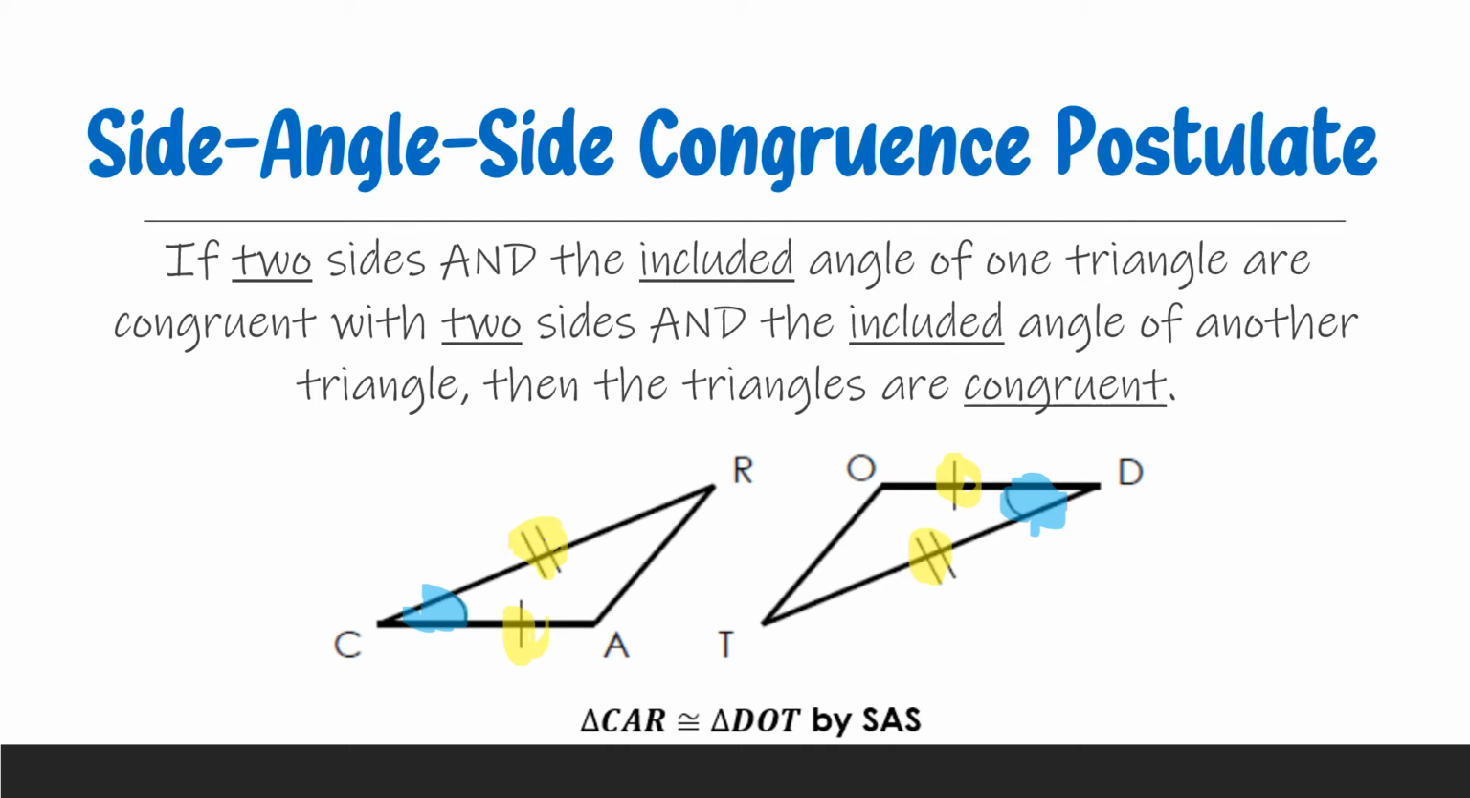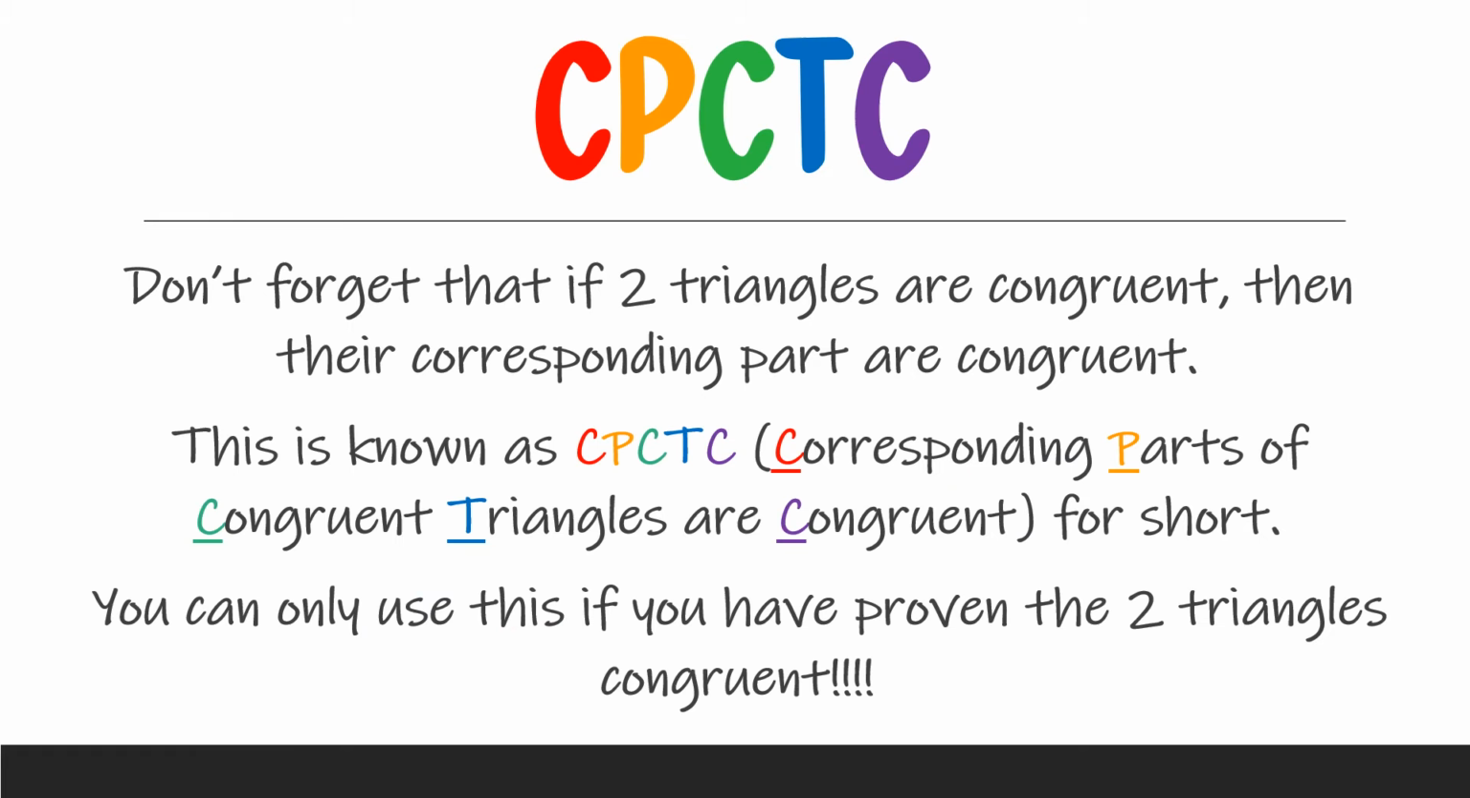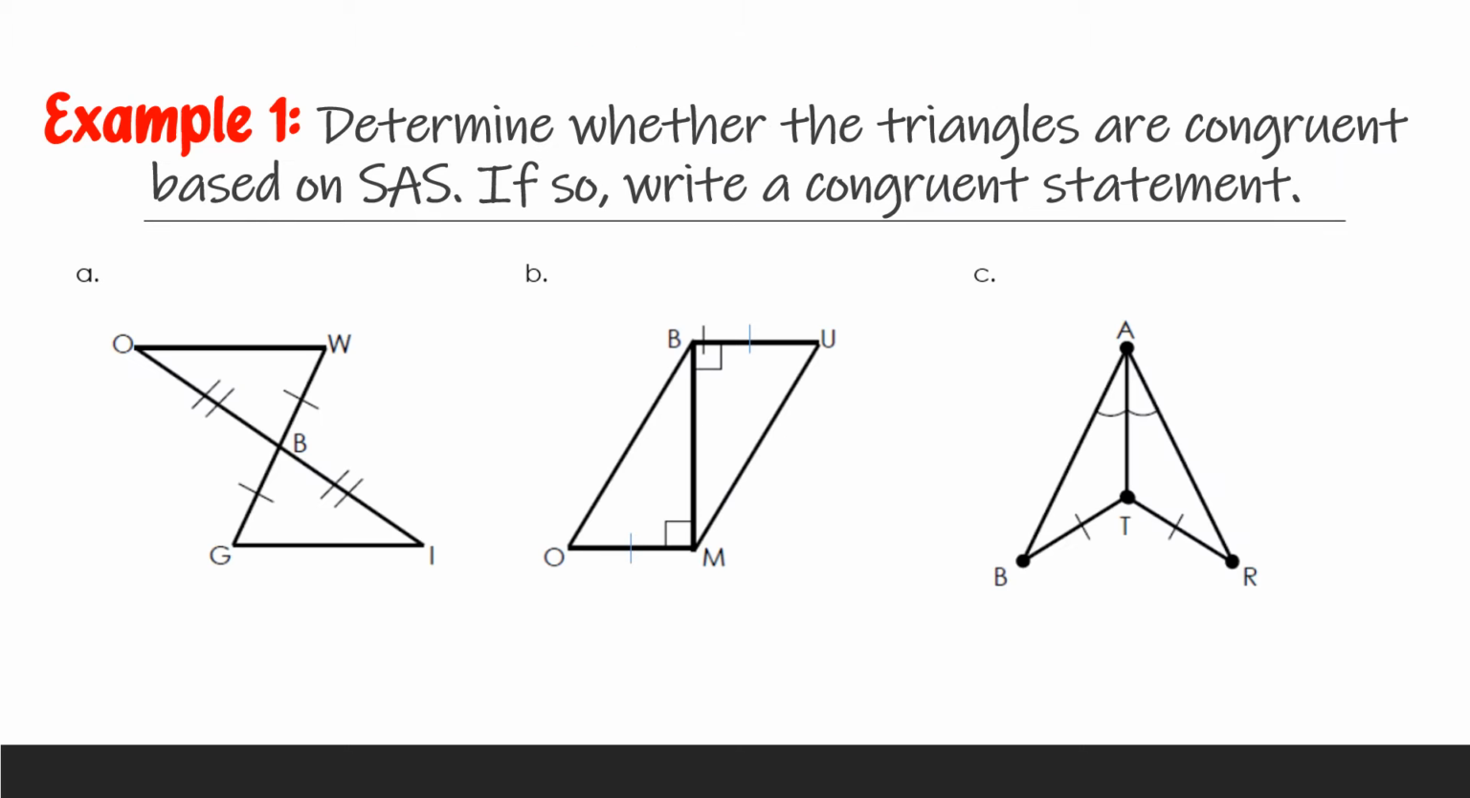So in this particular diagram, we've got triangle CAR is congruent to triangle DOT. Don't forget about corresponding parts of congruent triangles are congruent. As long as you prove that those two triangles are congruent, then you can conclude their corresponding parts are congruent and use CPCTC. Remember, you must prove the triangles are congruent before you can use this.